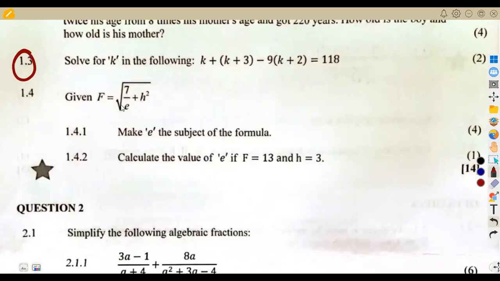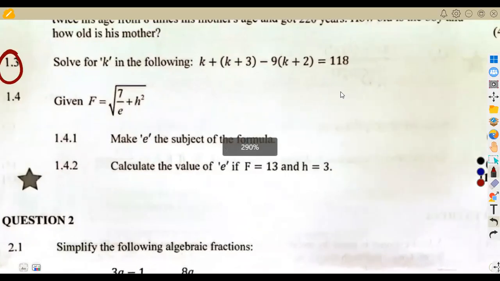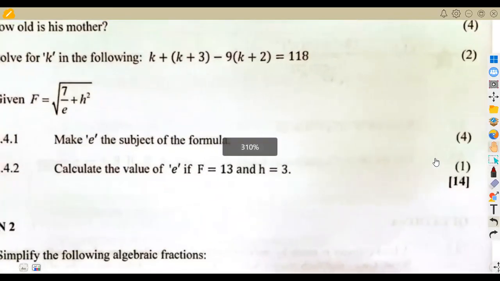All right, 1.3. Solve for k in this case. So this is just a linear equation. We can just consider expanding our brackets. In this case, this was just 2 marks, right? So you can just consider expanding the brackets and collecting like terms. This is same as there is a 1 here.